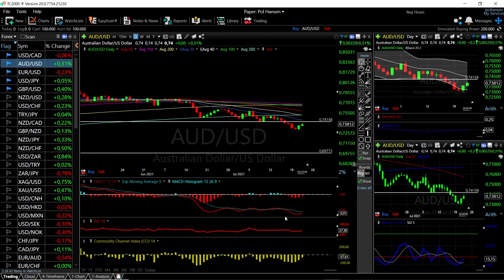Technical indicators otherwise, we can see the MACD is bearish, the RSI is bullish, the CCI is bearish, and the stochastic is in negative territory, crossing the signal line, so becoming bullish. So we may see this rally up towards this point here before dropping lower.